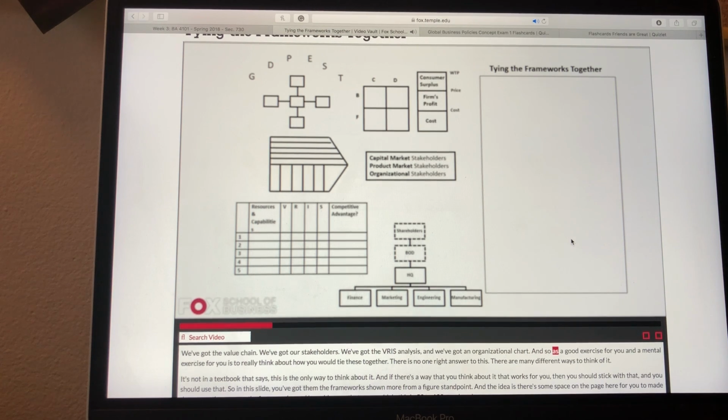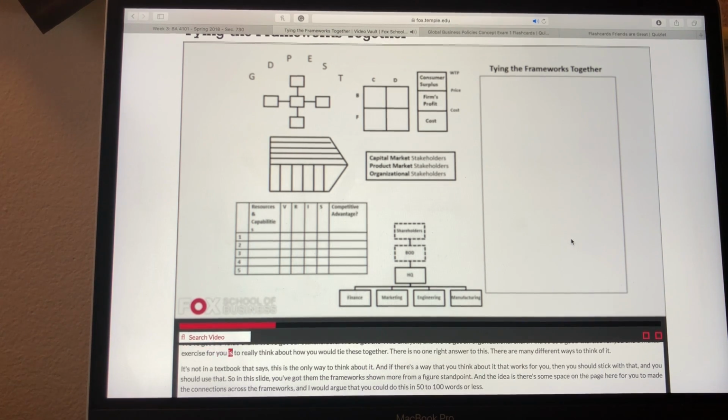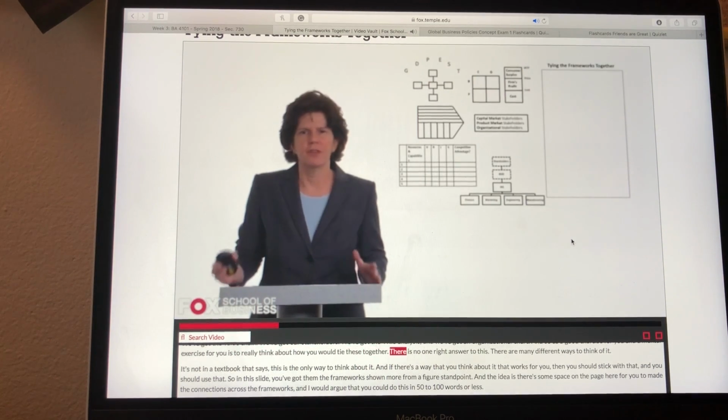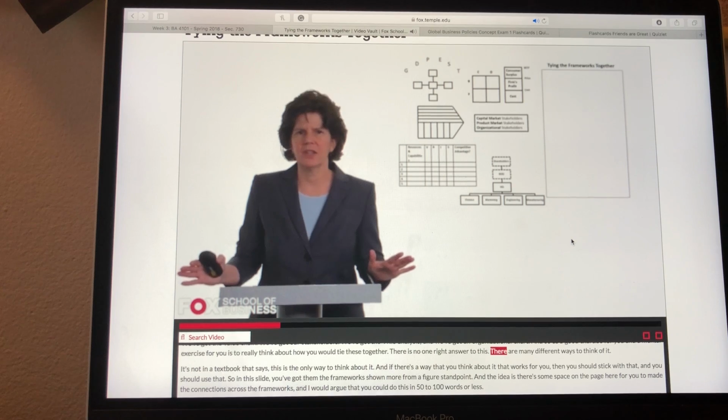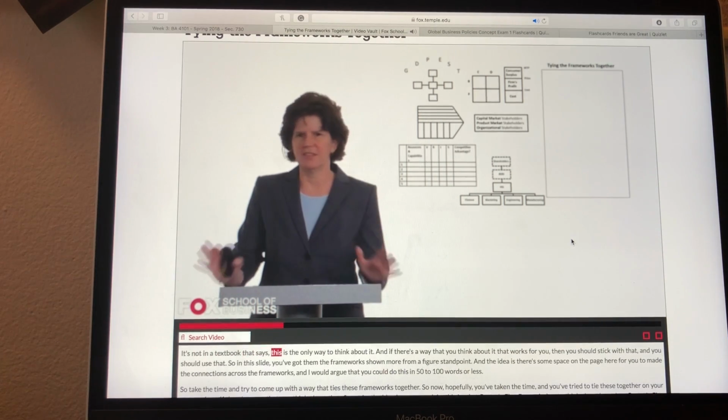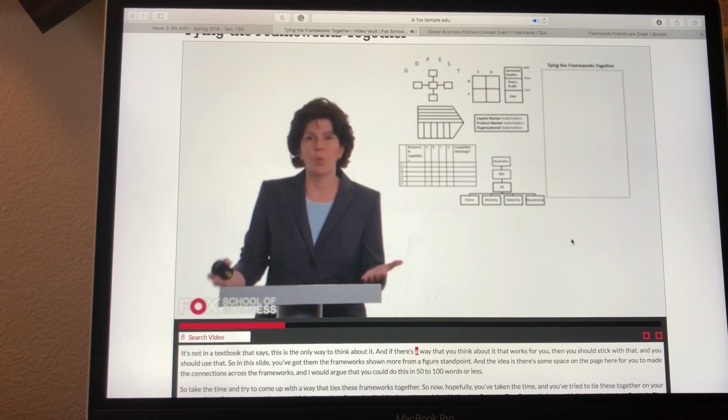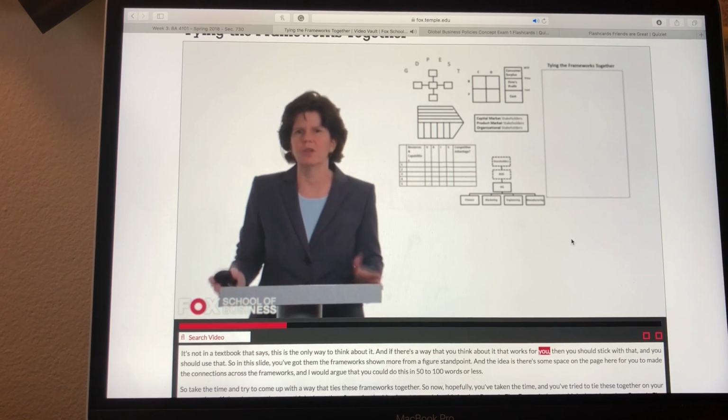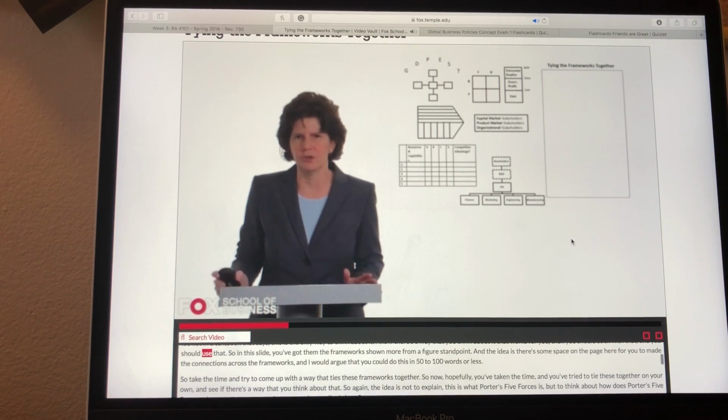And so, as a good mental exercise for you, really think about how you would tie these together. There is no one right answer to this. There are many different ways to think of it. It's not in a textbook that says this is the only way to think about it. And if there's a way that you think about it that works for you, then you should stick with that and you should use that.